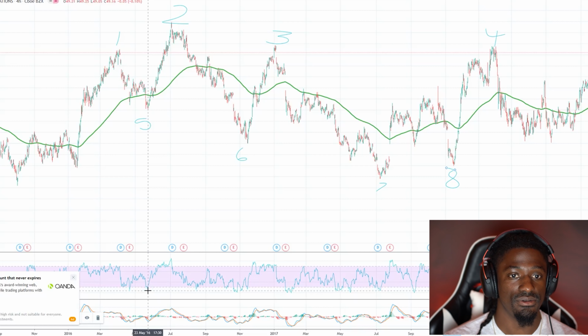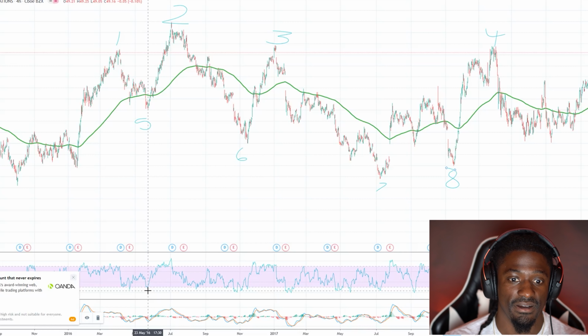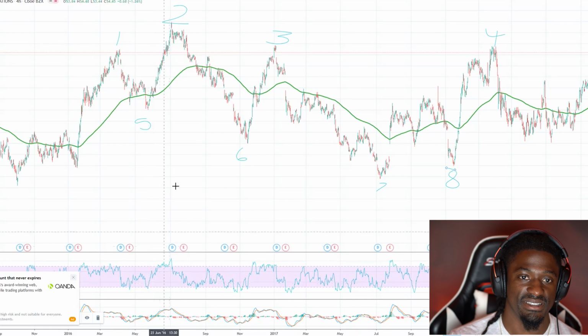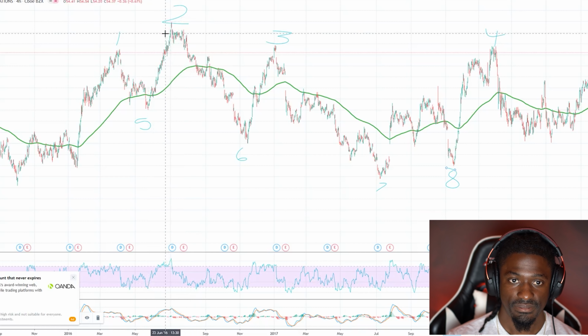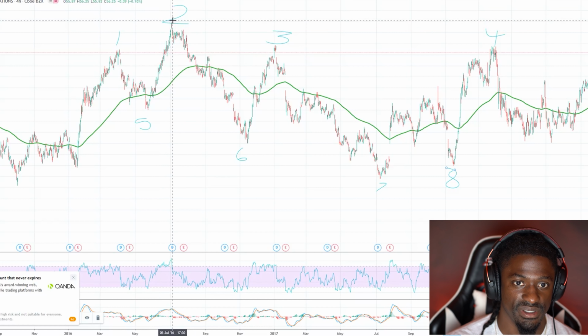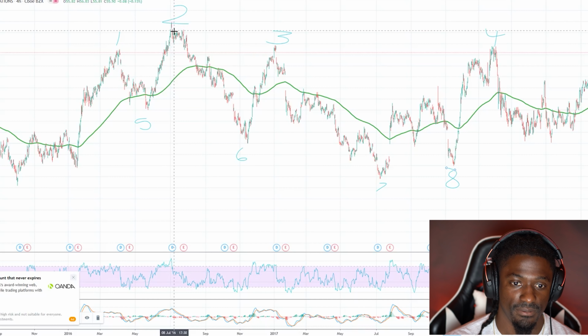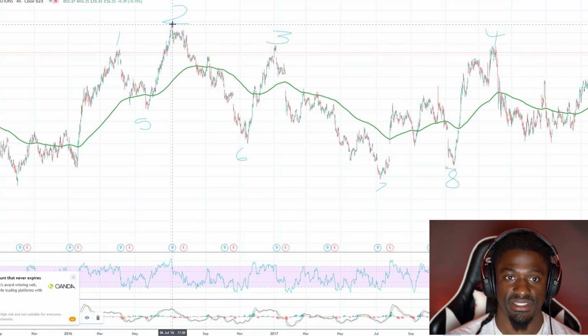That means it might be time for a good little pullback. So bam, we're gonna ride this pullback all the way back up to the top to number 2. So let's take a quick look at number 2. Bam, number 2 is right there. That would have been a great time to take some profit. How do we know that it's a great time to take profit?